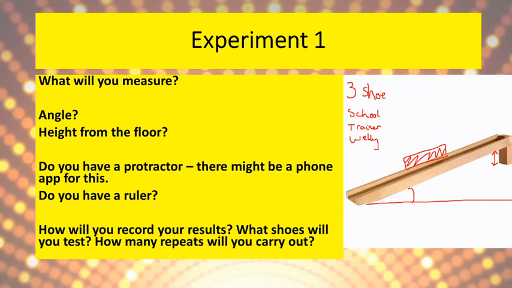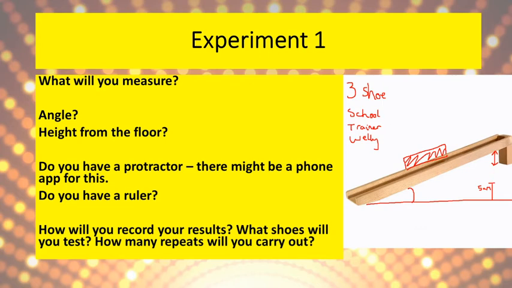An alternative to that is use a ruler to measure height. So you could measure it for example, every 5 centimeters. So lift up your ramp at one end by 5 centimeters, so it's tilted. Does it start to move? Yes or no? You could do that for each shoe.